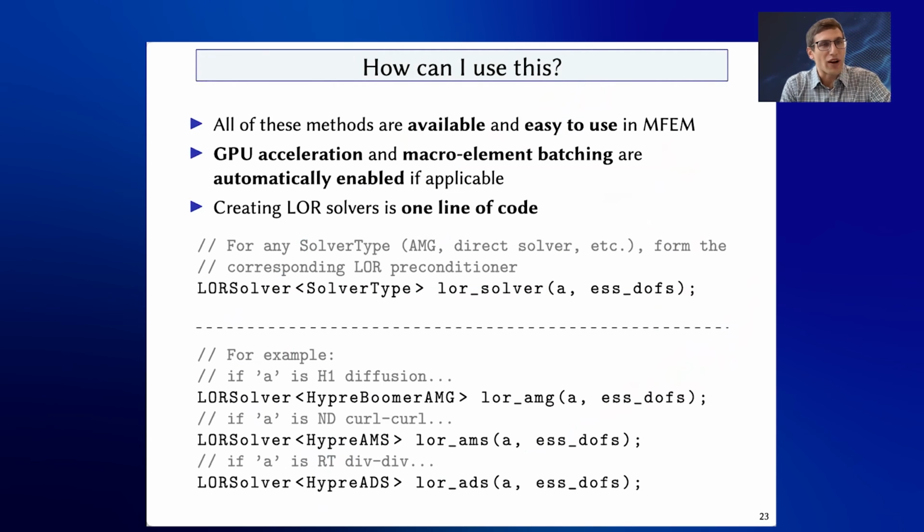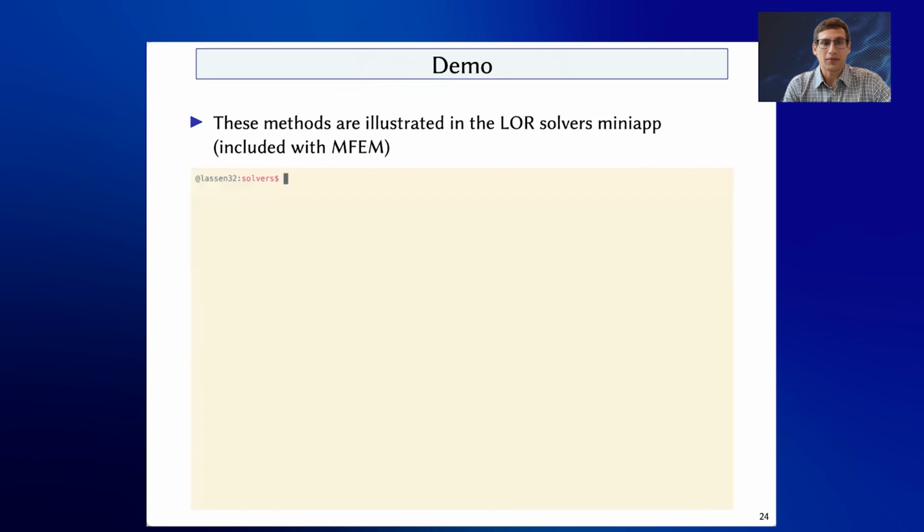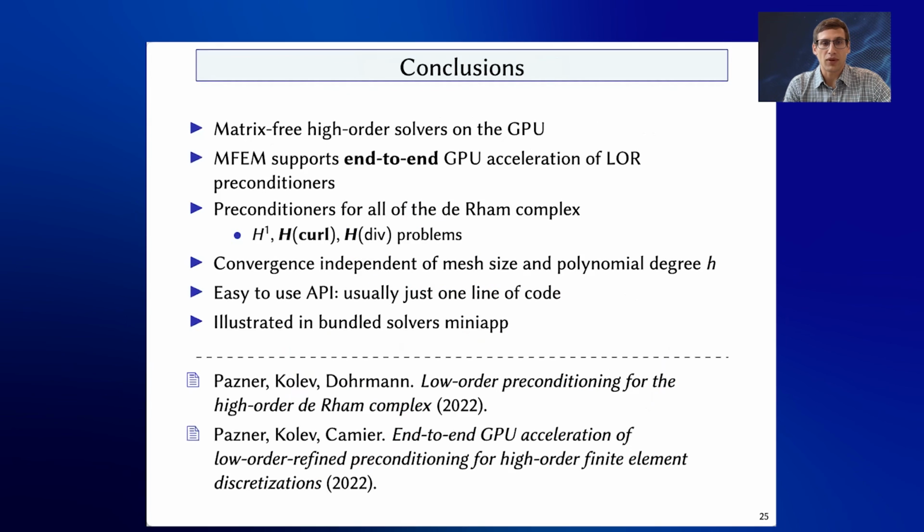I apologize that I'm running a minute or two late, so I'll wrap up really quickly. This is just a code snippet of what it looks like to add this to your code. In most cases, it's going to be one line of code, and this will get you AMG or AMS or ADS, or you can just bring in your own solver. It could be a parallel direct solver. So with that, I'll just leave my conclusions up, and I'd be happy to take any questions.